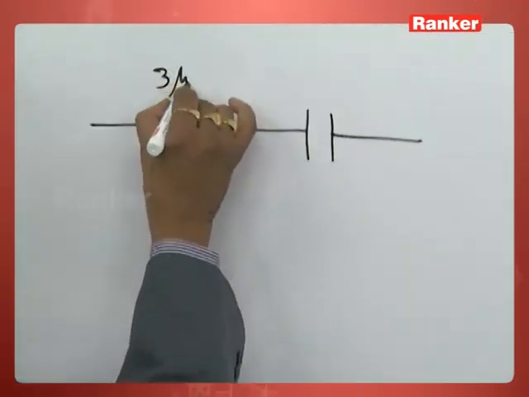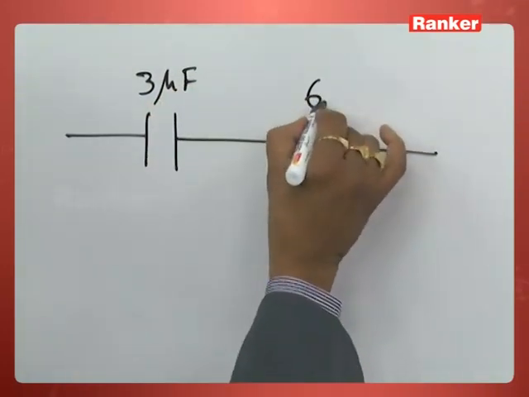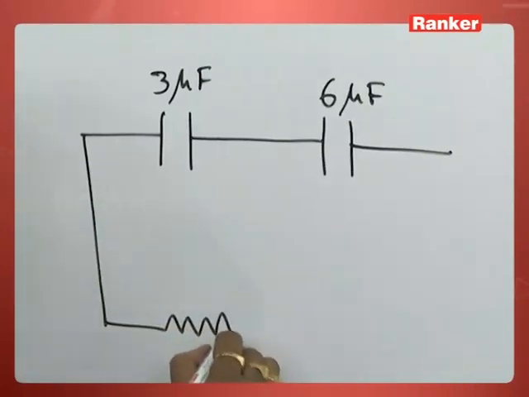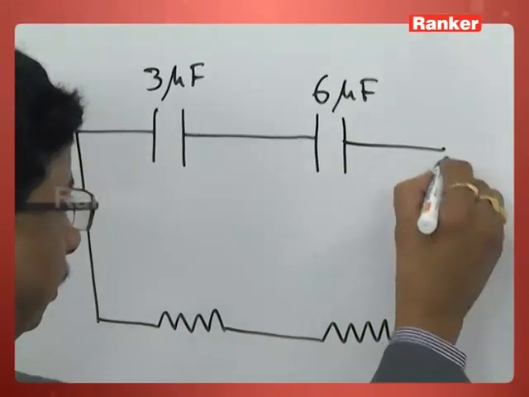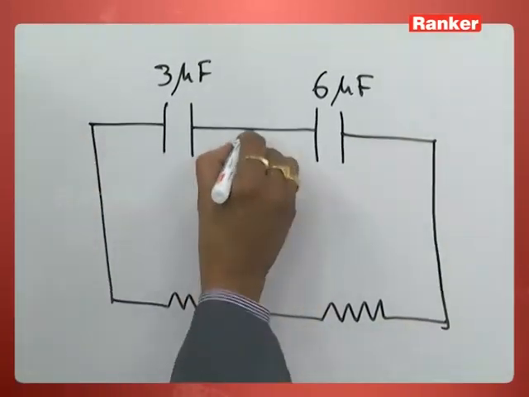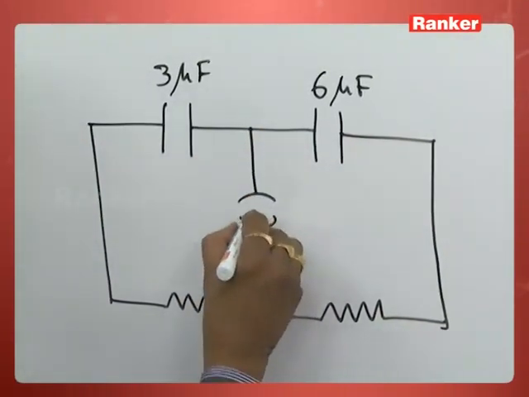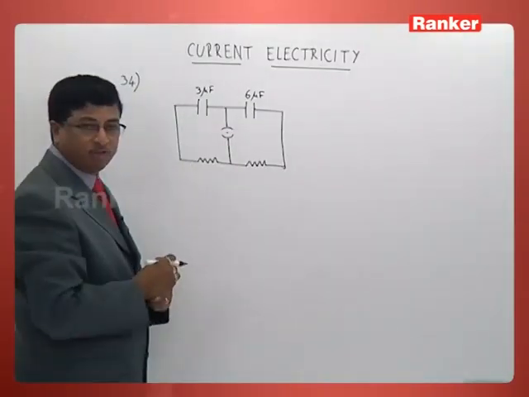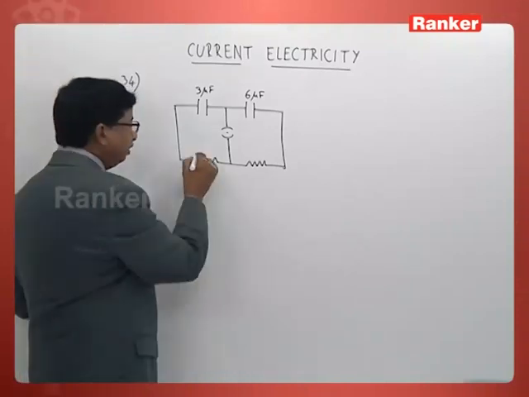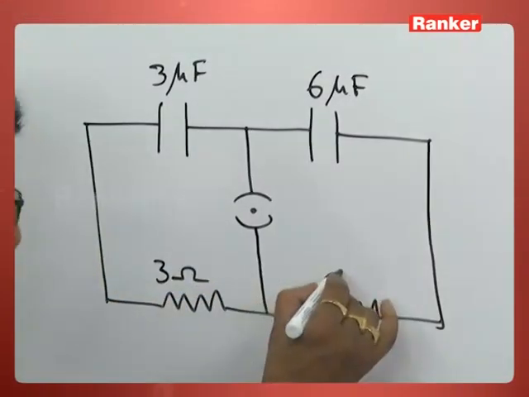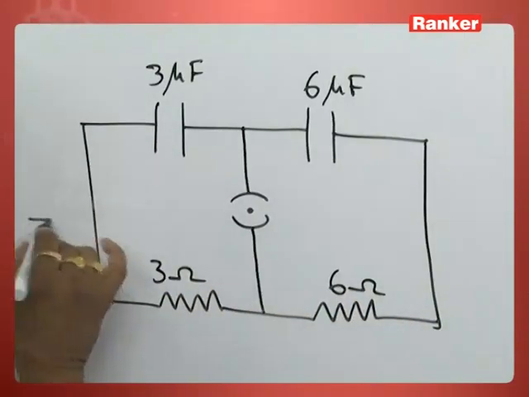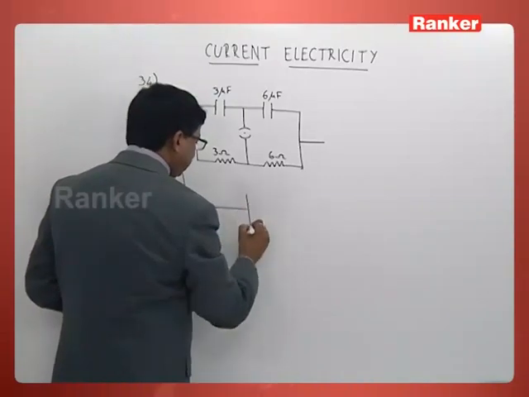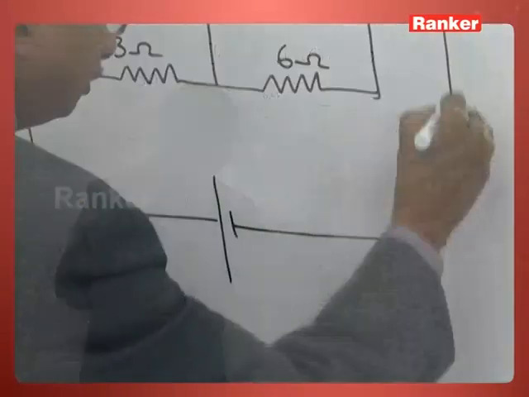This is given as 3 microfarad, this is given as 6 microfarad, and here is a resistor, here is another resistor. Once again, you can find a switch, that is a key, that is arranged in between these two. The resistance values are given this way. This is a 3 ohm and this one is 6 ohm. And this total arrangement now is connected across a cell like this.